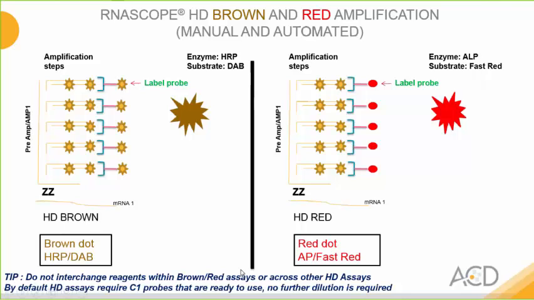We don't recommend interchanging reagents between the red and brown assay or mixing reagents from different kits or similar assays. This is because all of the detection kits are QC tested on the kit level before they're released for optimal performance. And also, as you can see, for the singleplex assay, the C1 probe is used. C1 probes are provided ready to use and no dilution is required.